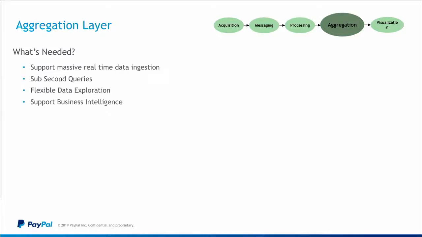So what was needed from an aggregation layer is massive real-time ingestion, sub-second query latencies, flexible data exploration. I would want to explore the data based on geo, device, customer type, the merchant he is coming from, what is the type of data that he is using, whether he is coming from Comcast, 4G, 3G, whatever. And it also helps support business intelligence as well.